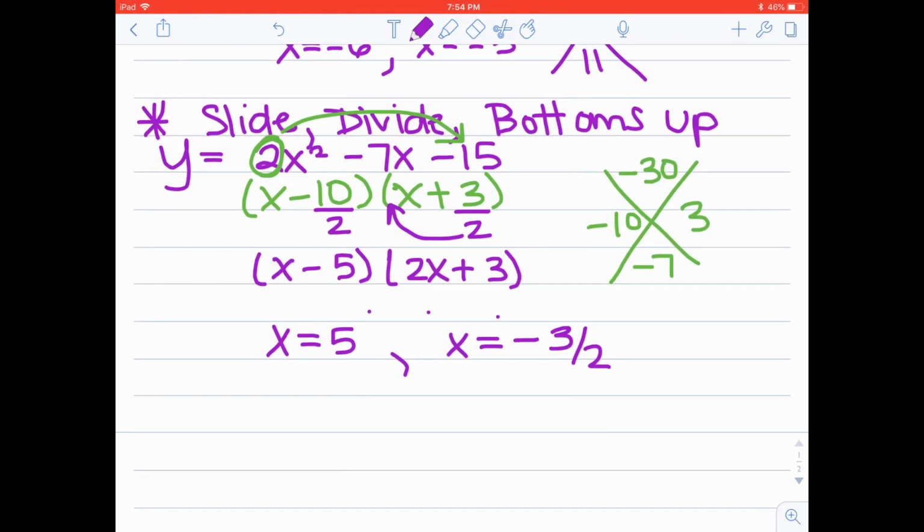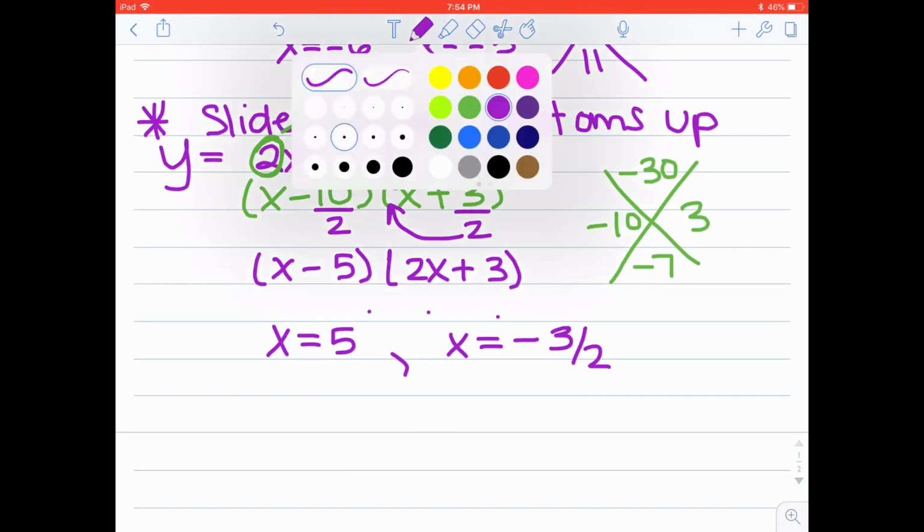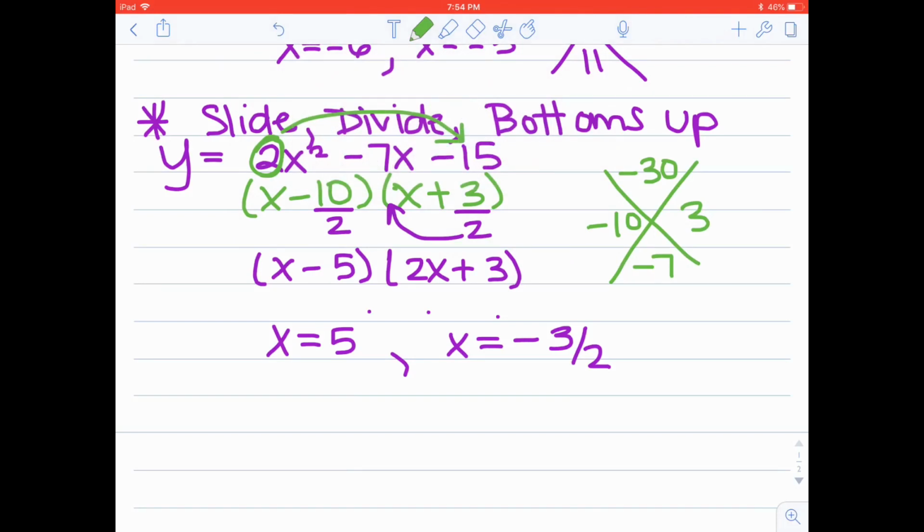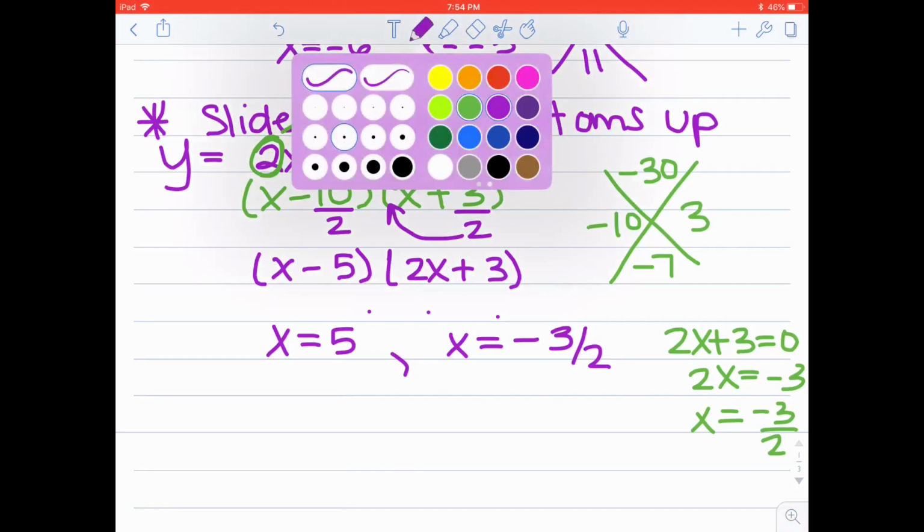If you are not convinced that it really should have been -3 divided by 2, the work that you would do there is you would say 2x plus 3 equals 0, and you would subtract the 3 over, so 2x equals -3, and you would divide by 2. x equals -3 over 2. So if you want to show that work, you can. If you've done it often enough that you can say, oh, just change the sign and divide by the number in front of x, you can do that as well. It's up to you. Okay, we've got another type of factoring called difference of squares.